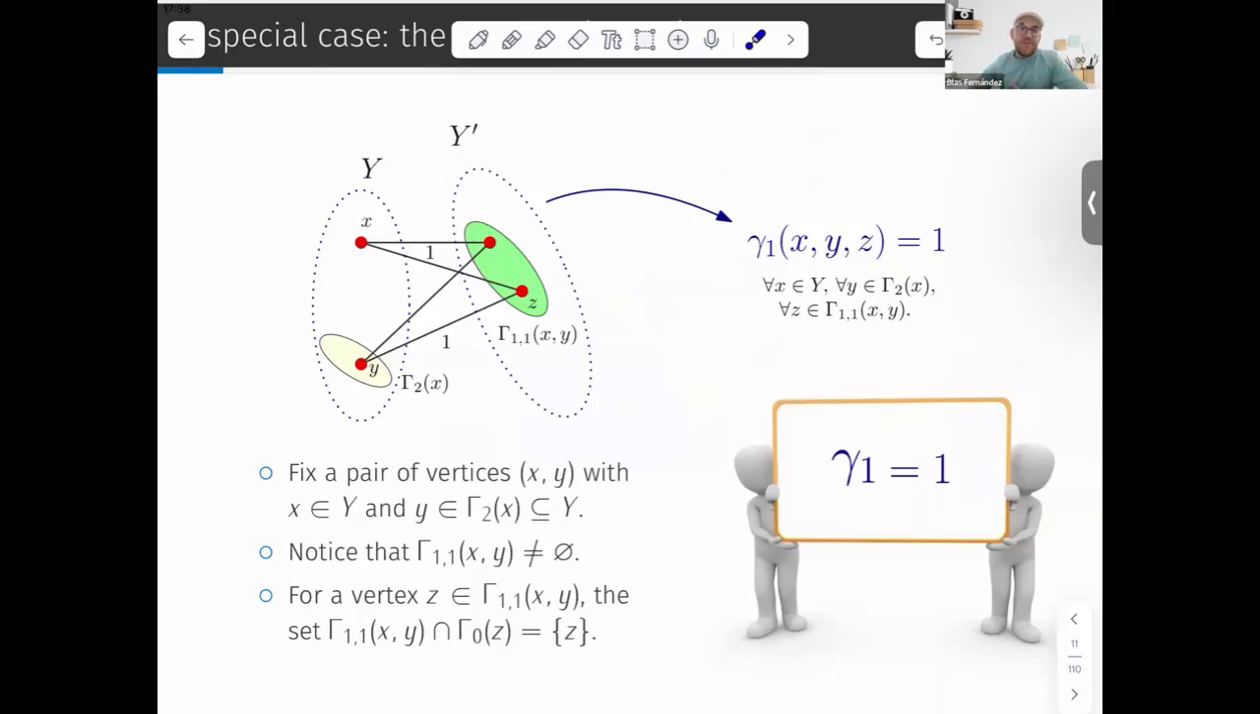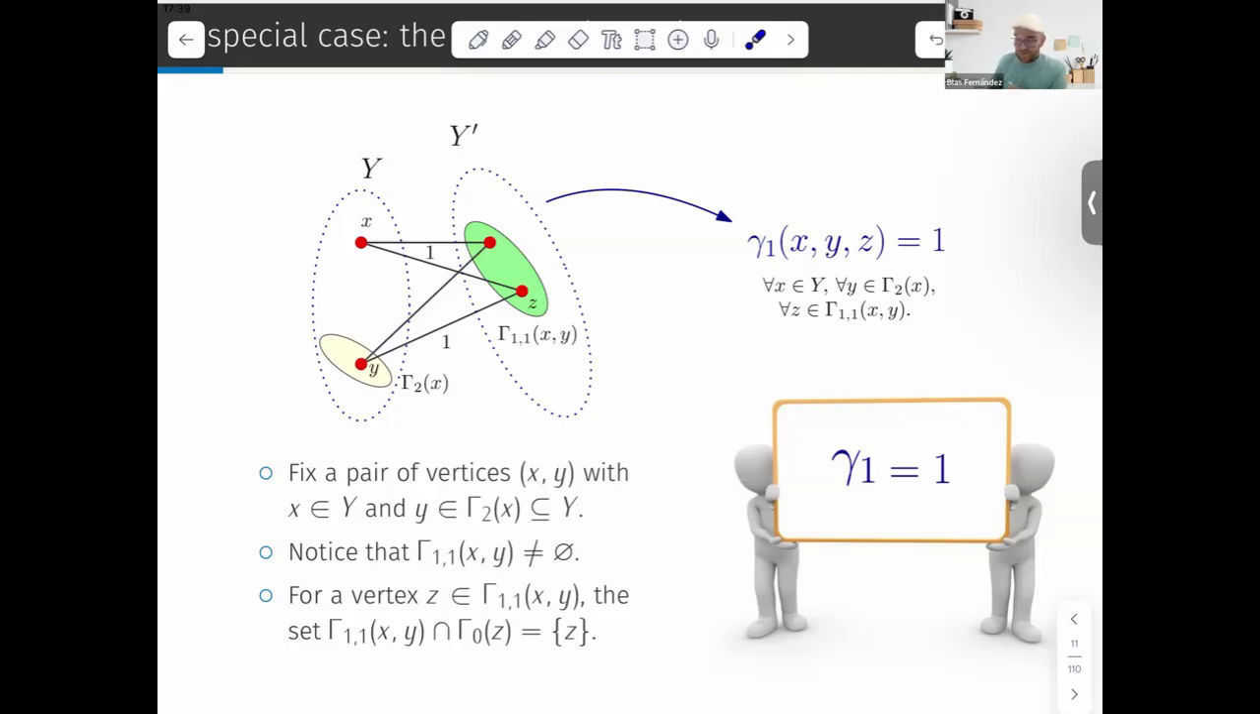And let's consider the very special case when i is equal to 1. We have our graph. We pick a vertex x in Y, and a vertex y, which is at distance 2 from x, and so it is also in our bipartition Y. Since y is at distance 2 from x, we have a common neighbor, and so this set gamma 1 of x, y is non-empty.